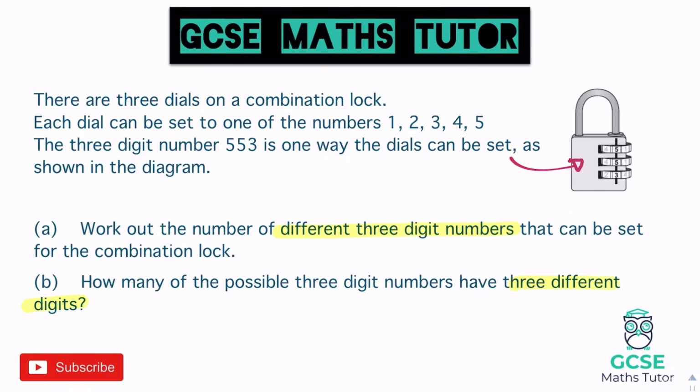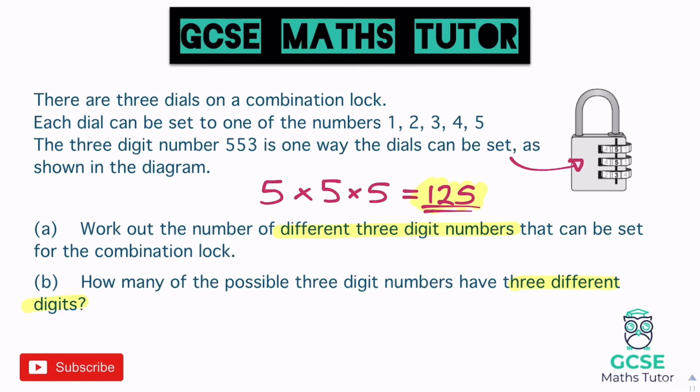Okay, so this first one, it says work out the number of different 3-digit numbers. So we just need to think about how many options we have on each pick. So on the first pick, we've got 5 different numbers to choose from, so we've got 5 options there. On the second pick, it doesn't matter what we choose, we can choose any of those 5 numbers again, so we've got 5 numbers again. And on the third pick, again, it doesn't matter what number we choose, so we've just got 5 options again. So it's 5 times 5 times 5, and that would give us 125 different options there of different combinations that we can set on this padlock.